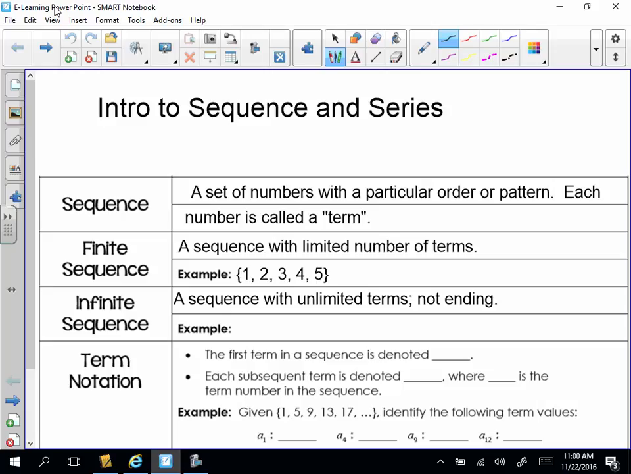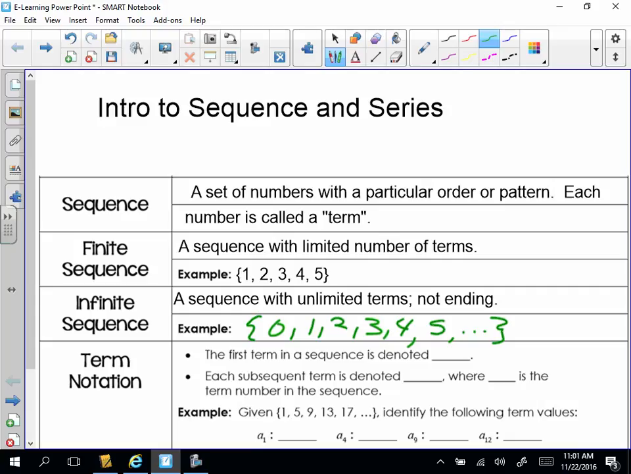So an example would be like 1, 2, 3, 4, 5. There's only 5 in there, and we're done. An infinite sequence is a sequence with unlimited terms, not ending. An example we could go 0, 1, 2, 3, 4, 5, and so on. That is actually the set of whole numbers, but we don't know when it ends, so it's infinite.